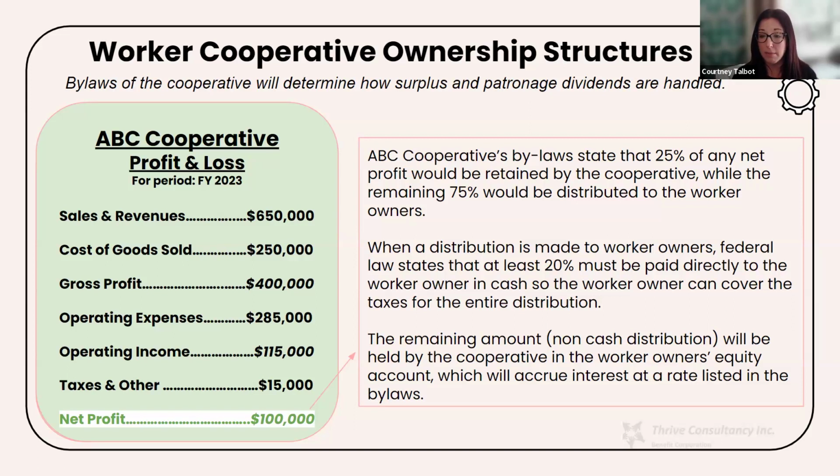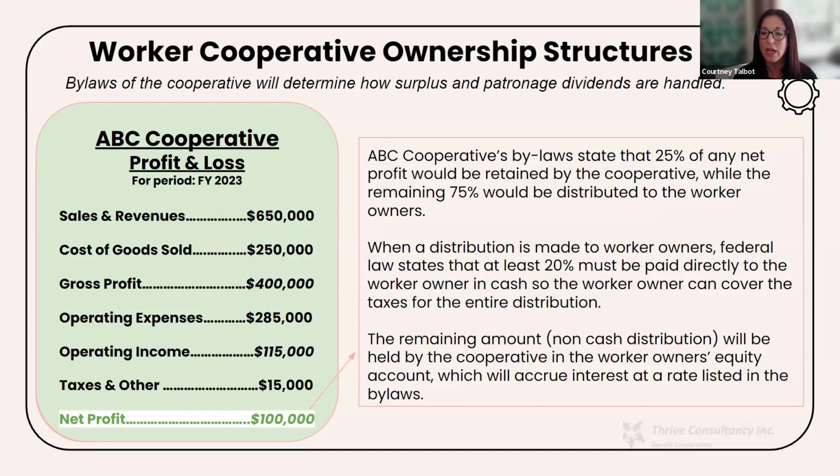The remaining amount, the other 80%, let's say, that would be non-cash distribution, will be held by the cooperative in that worker-owner equity account. It can accrue interest at a rate listed in the bylaws. Again, that's going to look different for each cooperative. It may accrue interest, it may not accrue interest.